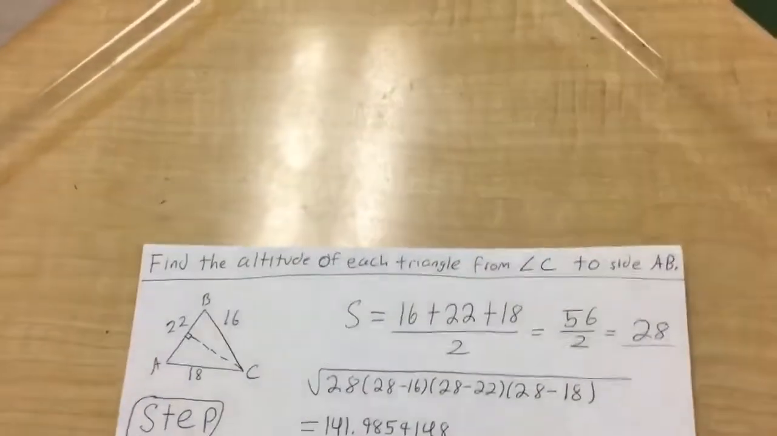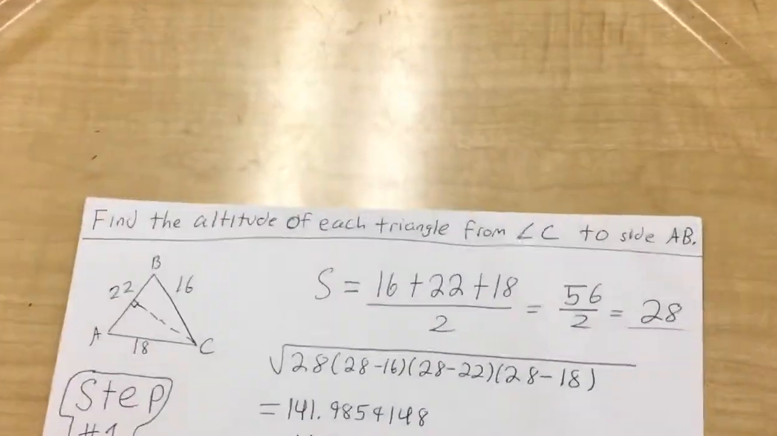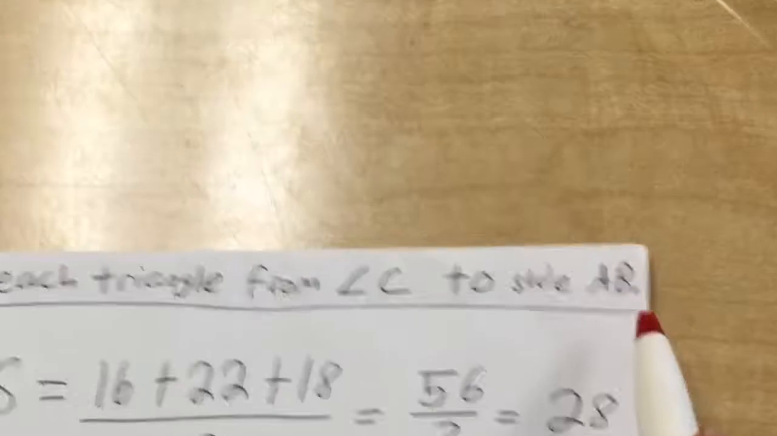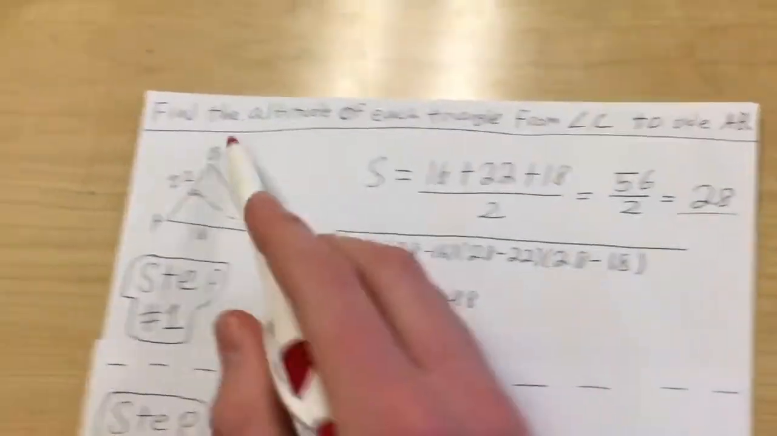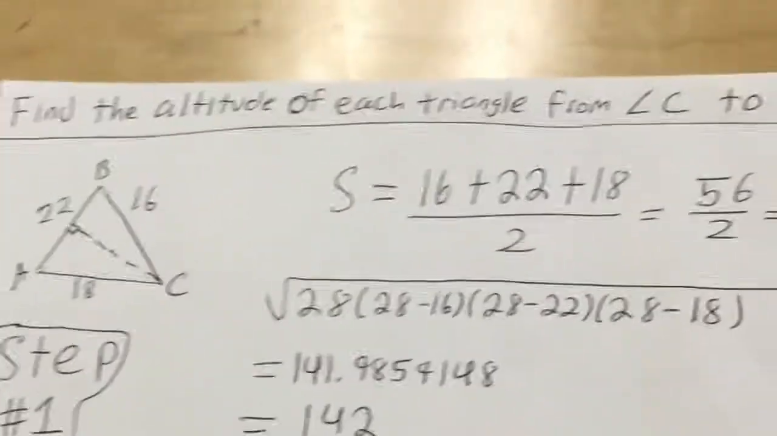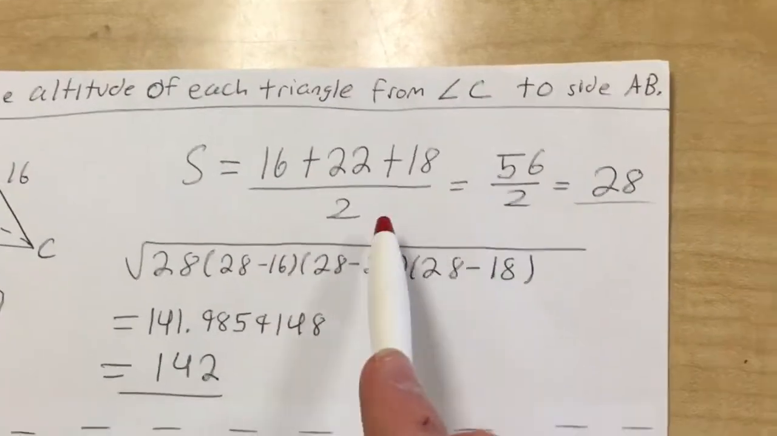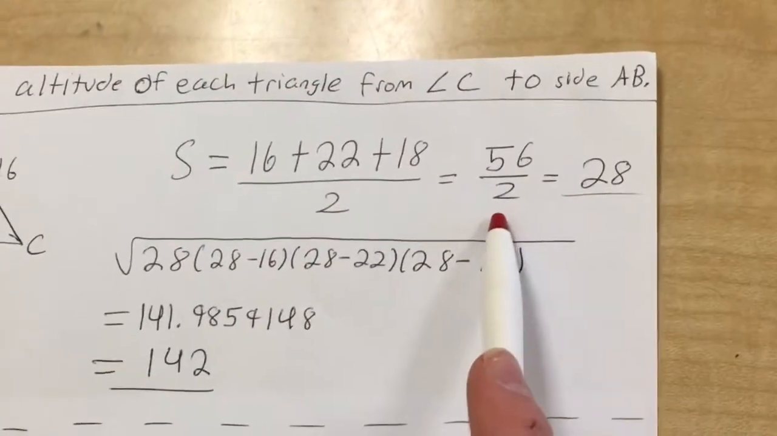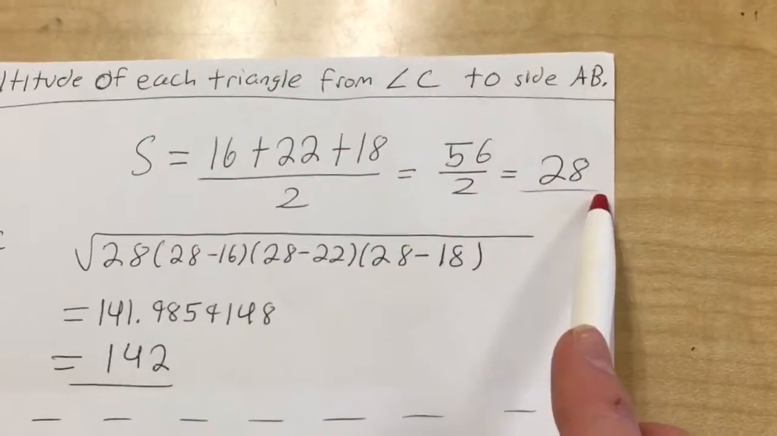All right, so we've seen this before. This is finding the altitude. So we're going to be finding it from angle C to side AB. So as you can see, there's A, B, and C right here. It goes to there. So you're going to find your semi-perimeter first, add 16, 22, and 18 up, divided by 2, and you're going to end up with a final answer of 28.